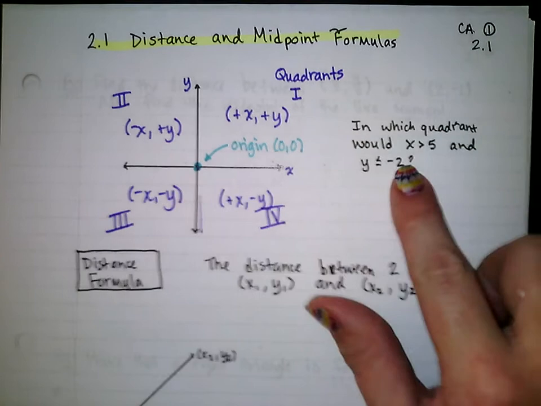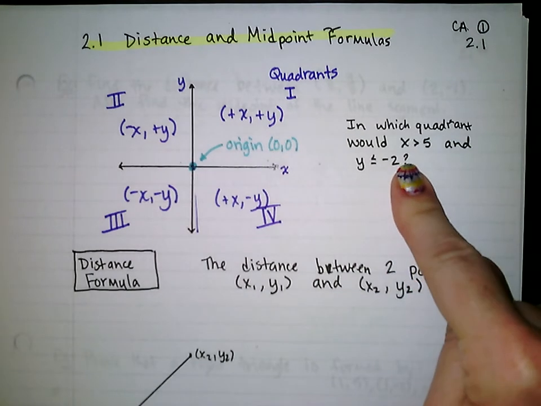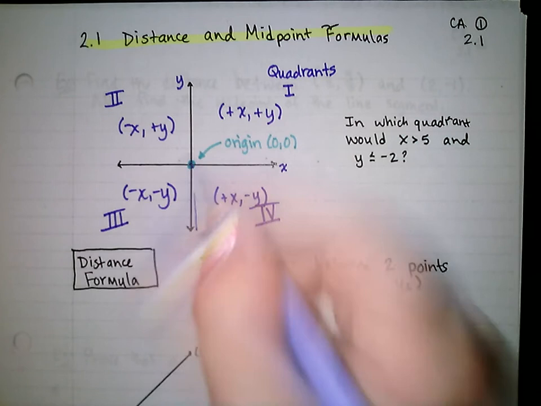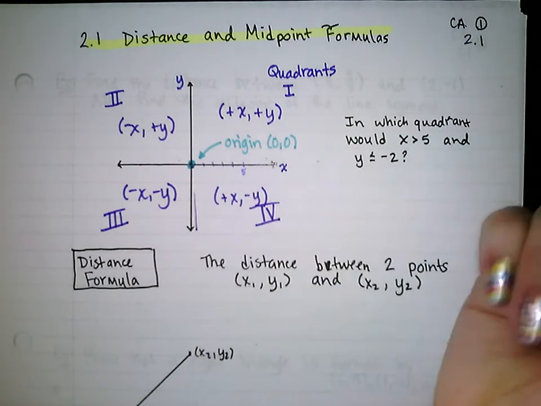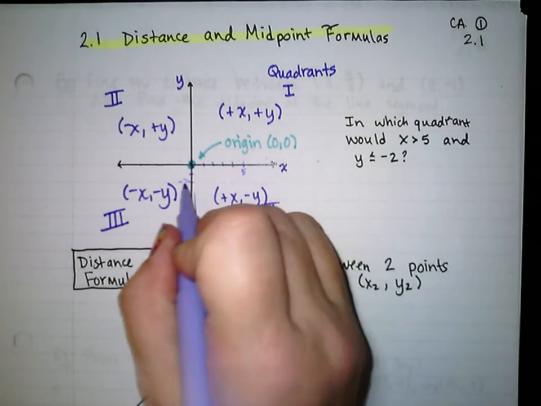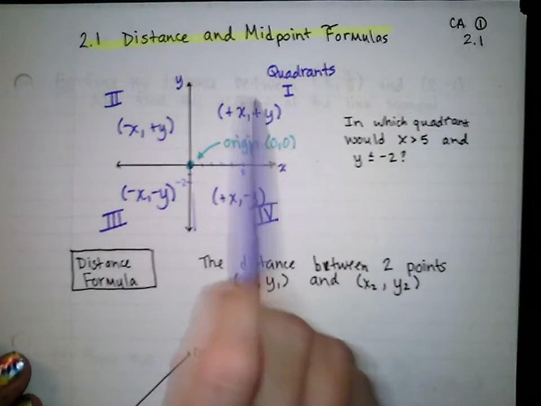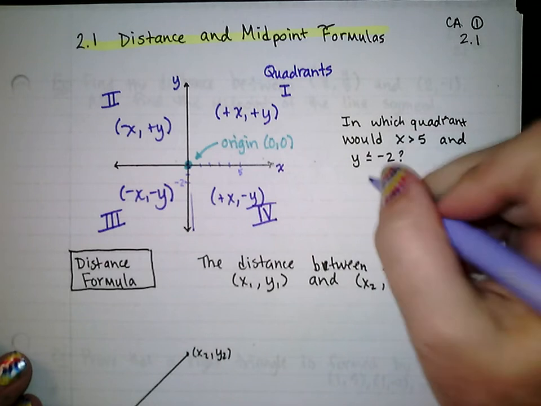So we can ask questions like, in which quadrant would x be greater than 5 and y be less than or equal to negative 2? So x being 5 is going to be over here. 1, 2, 3, 4, 5. There's x is 5. So bigger than 5 over here, and y is less than or equal to negative 2. So we'd be over here to the right of 5, below the x-axis, in quadrant 4.